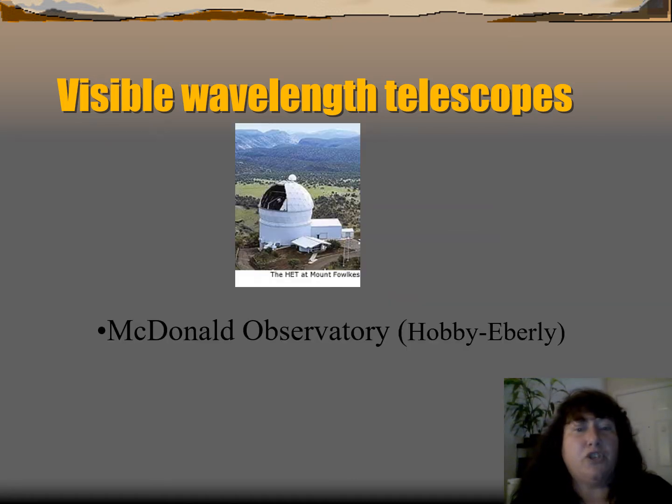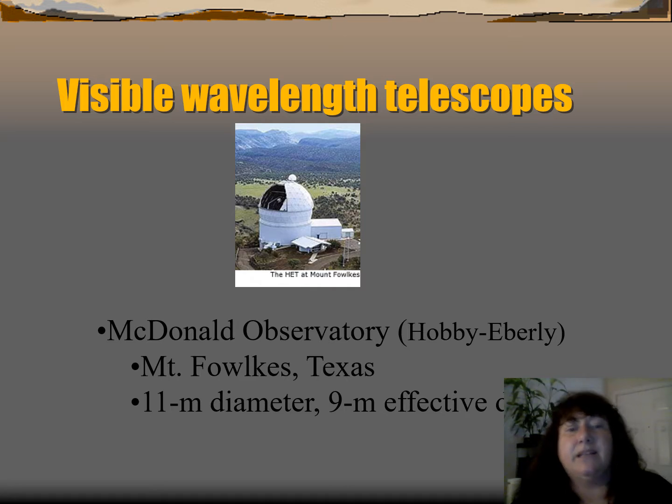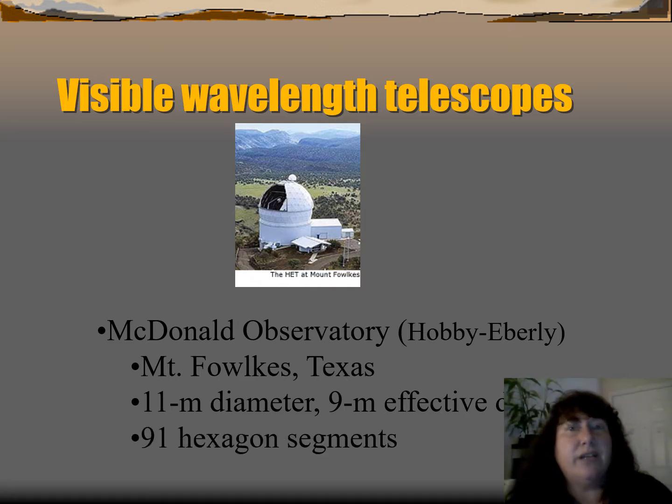The next one we're going to talk about is the McDonald Observatory, which is the Hobby Eberly, and that's located in Texas. It's an 11-meter diameter. The effective diameter is 9 meters. It's actually made of 91 hexagon segments that, again, are controlled independently of one another with a computer system.